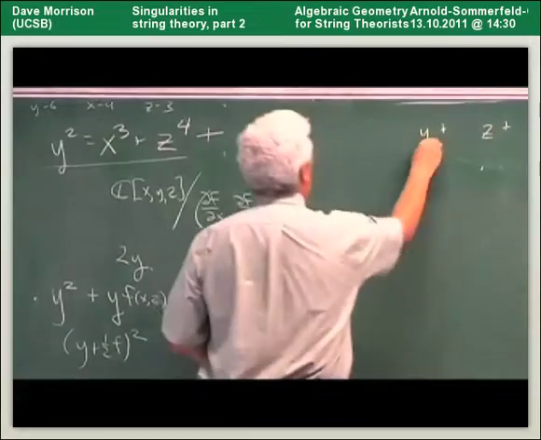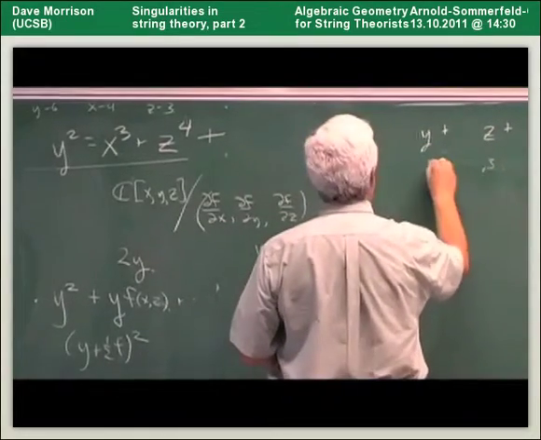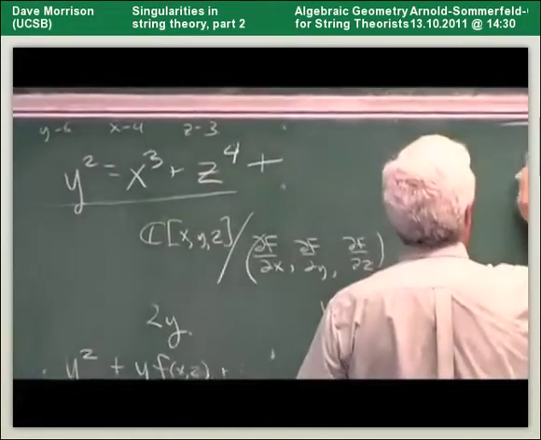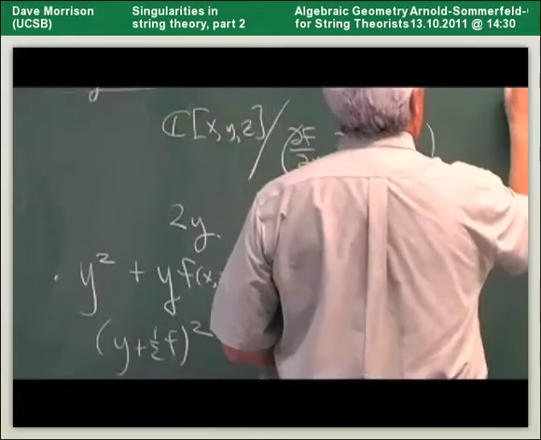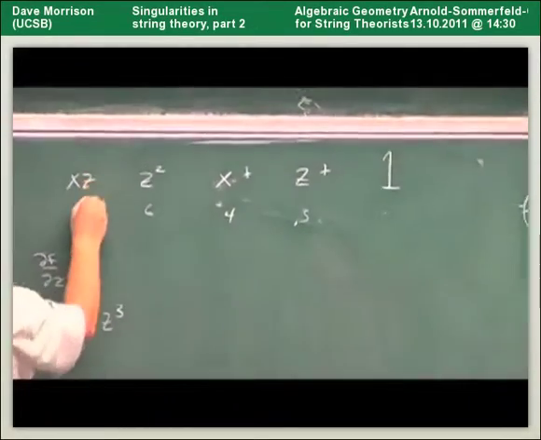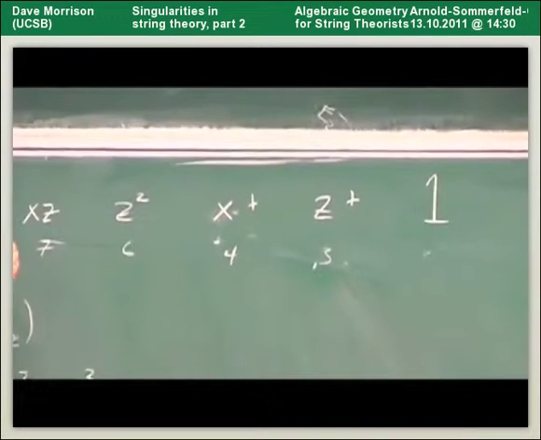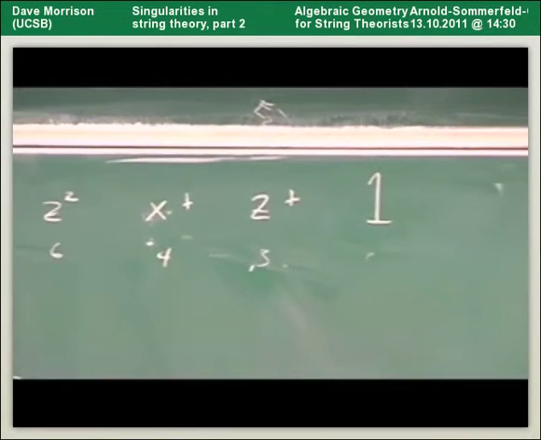Z, y. So this has weight 3. This y is an x. This has weight 4. Z squared has weight 6. Xz has weight 7. And x squared has weight 8.